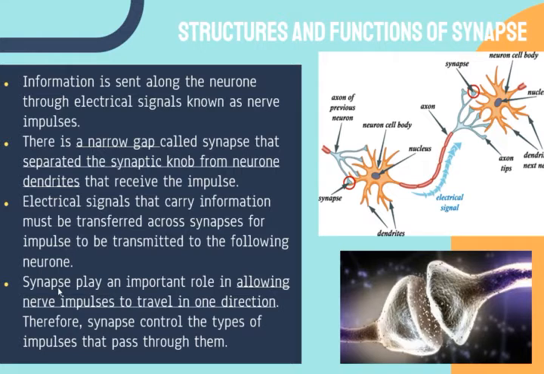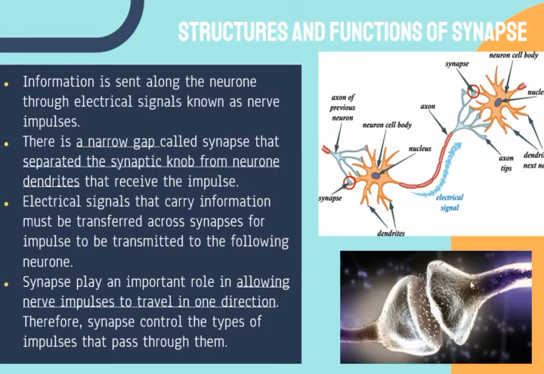Synapse plays an important role in allowing nerve impulse to travel in one direction. So that is the role or function of the synapse. What is the function of the synapse? It allows the nerve impulse to travel in one direction. Therefore, synapse controls the types of impulse that pass through them.